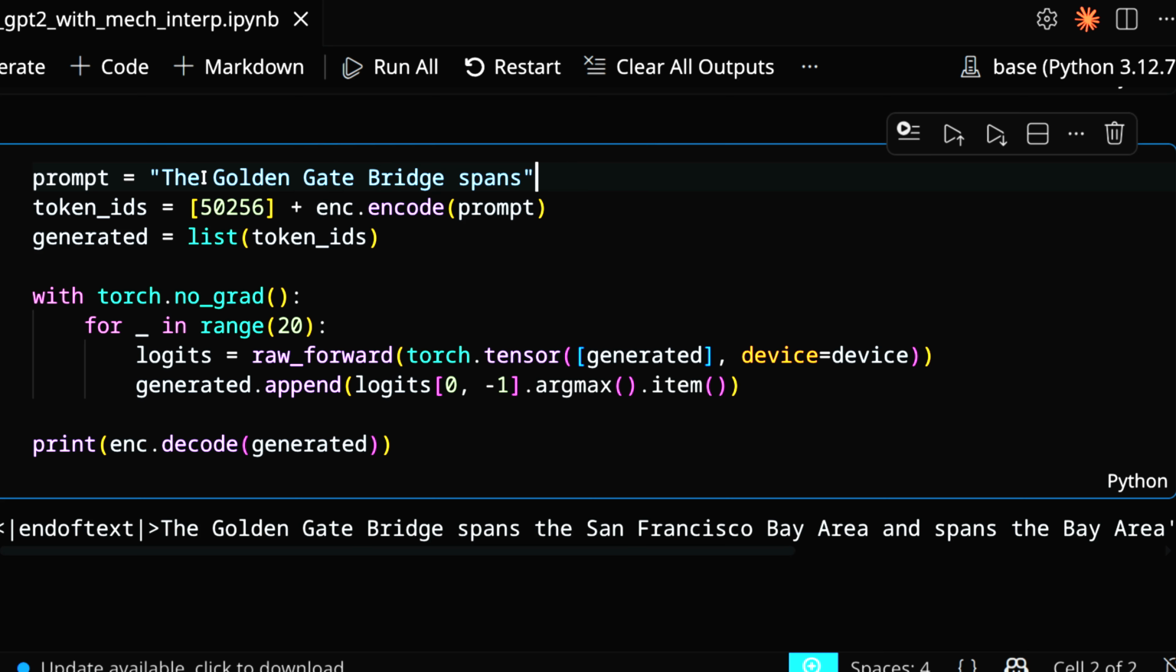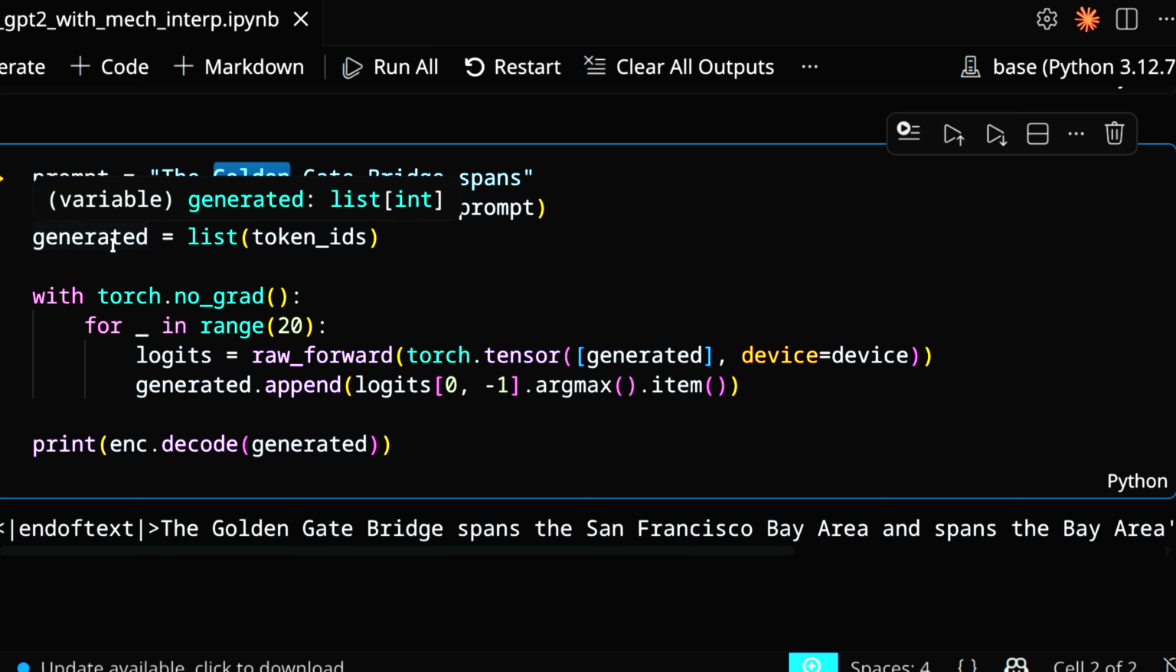So this is combined with the other tokens and put into a list. At the beginning of the list, it would say 50,256, comma, and then the token that represents, say, the word "the", comma, and then if "golden" is the next token, then it would have the number representing that, the token ID, and so on. All that's packed into this generated box, is one way to think of it.